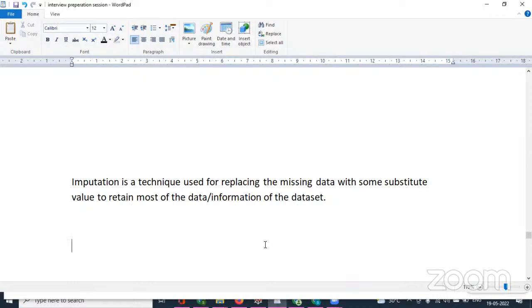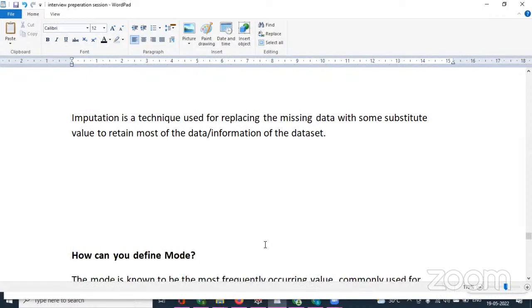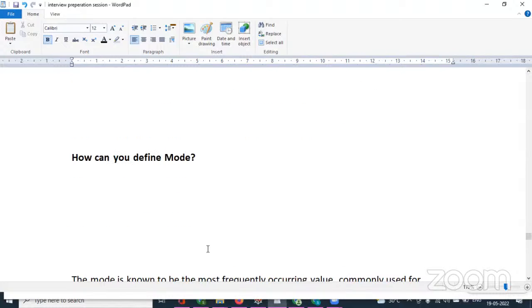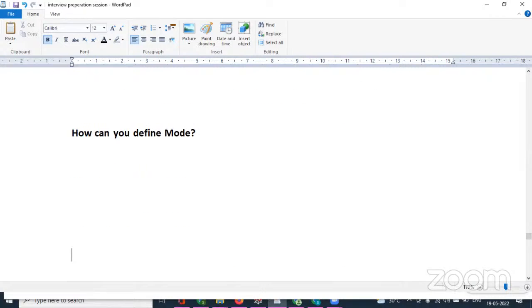Okay, let's move on to the next question. How do you define mode? What do you mean by the mode? In the case of categorical data, we will be replacing the missing values with the mode, right? What exactly is the mode? Try to answer in the comment section. We will be discussing the answer in a minute.